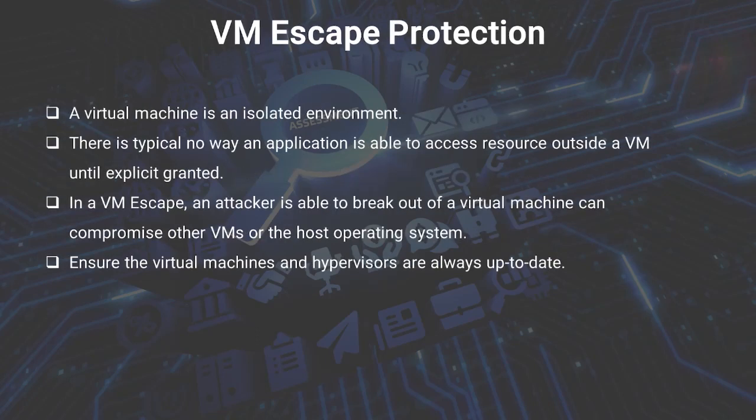There's something known as VM escape protection. When we create a virtual machine, each virtual machine is within its own isolated environment. There's typically no way for an application to access the resources outside of a virtual machine unless it is explicitly granted. Sometimes an attacker is able to perform something called VM escape. This is where the attacker is able to break out of a virtual machine and compromise other virtual machines on the same system and even the host operating system. Therefore, it's very important to ensure virtual machines and the hypervisors are always up to date to prevent VM escape.